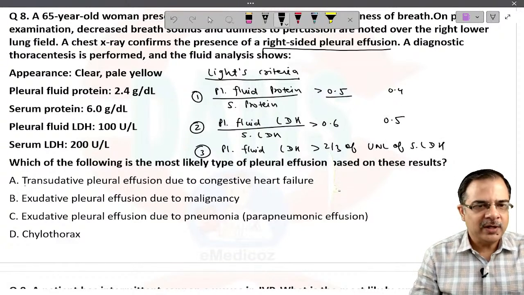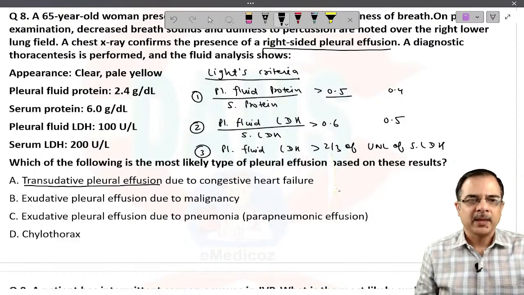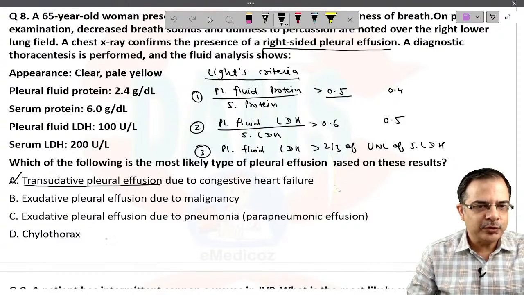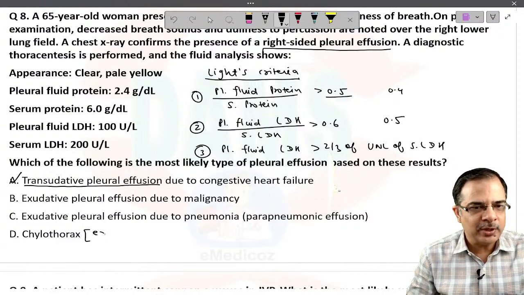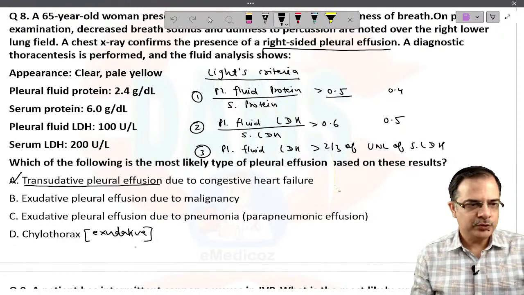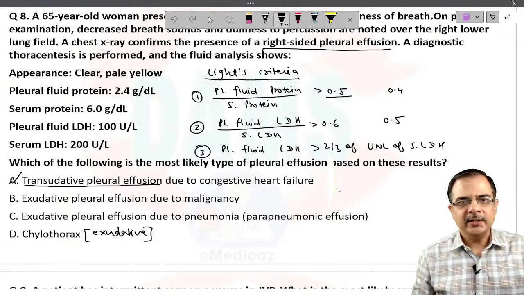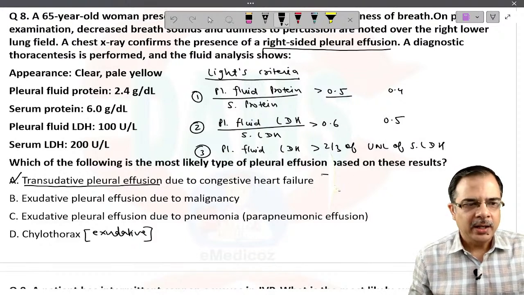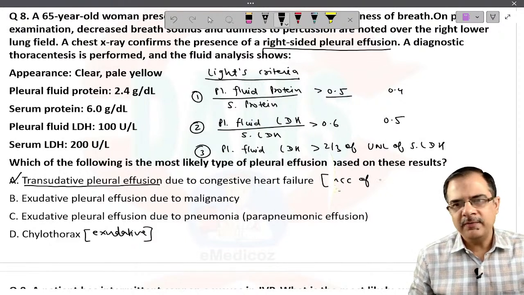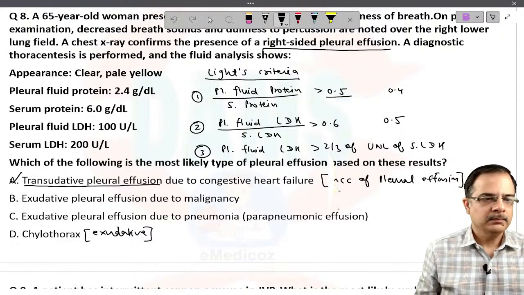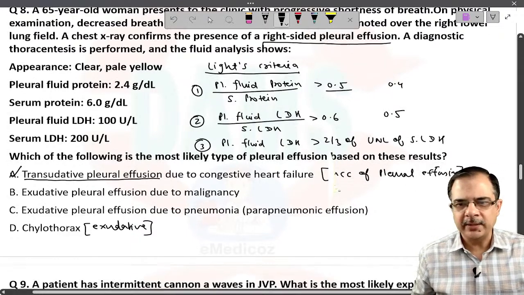So it is a case of a transudative pleural effusion, and it is due to congestive heart failure, because these options are exudative, including chylothorax. Chylothorax is also exudative. So the answer here will be pleural effusion, transudative in nature, and indeed this is the most common cause of pleural effusion overall. Now move to question number 9.